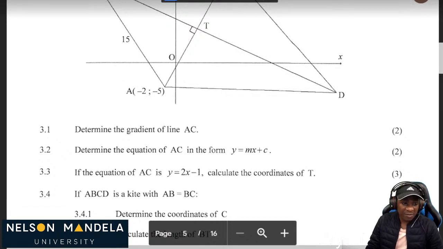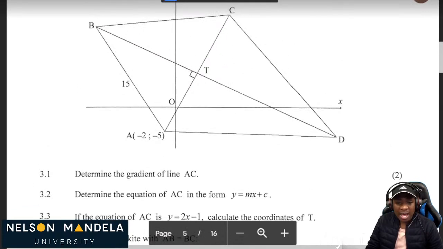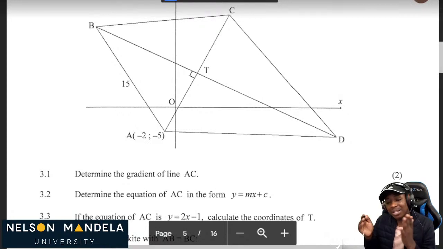Calculate the coordinates of T. Where is T? There is T. We can see that T is the intersection point. Or in other words, when we are looking at the line AC alone, the coordinates of T are equivalent to the coordinates of T on the line BTD as well.